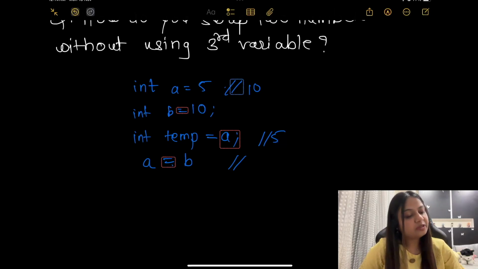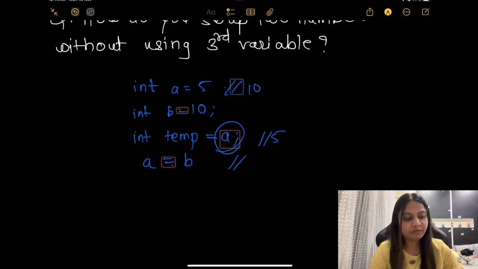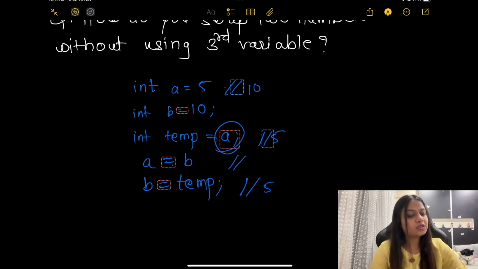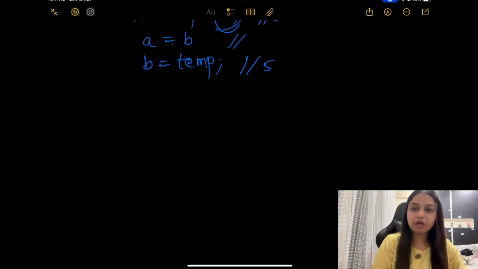And in the end, we stored the a variable in temp, and then we assign the temp variable to b. Now b becomes 5. So a's value becomes 10 and b's value becomes 5. This is how you swap using a third variable.